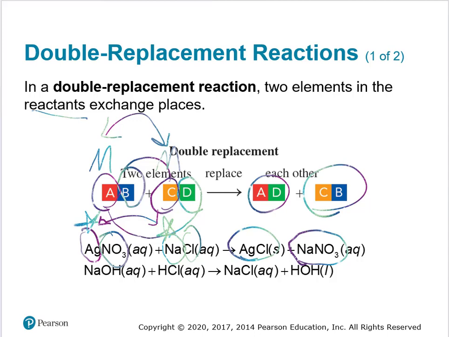In the second example, I have sodium hydroxide plus HCl, so the Na and the H are going to switch spots, leaving me with HOH, which is H2O, and NaCl.